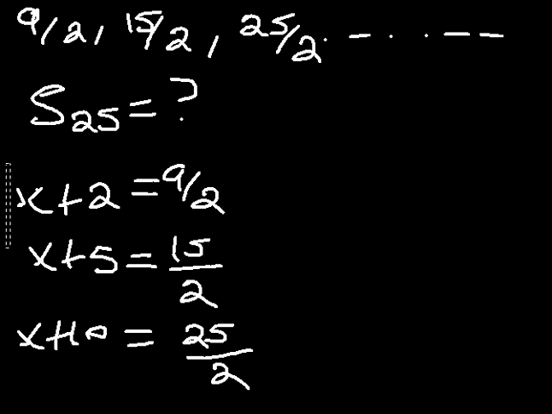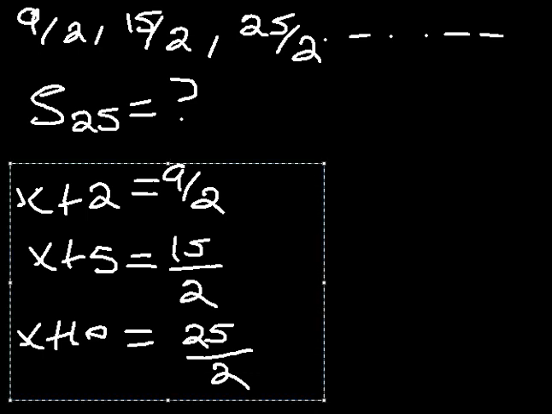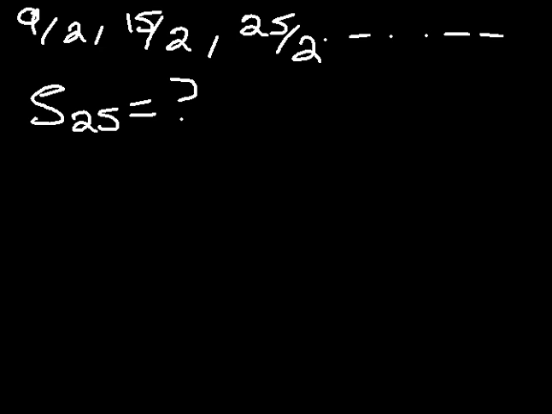Then what was the question? We are looking for the sum of 25 terms. So in this case we should understand that the number of terms is 25. And now what is the first term? We have it as 9 over 2.